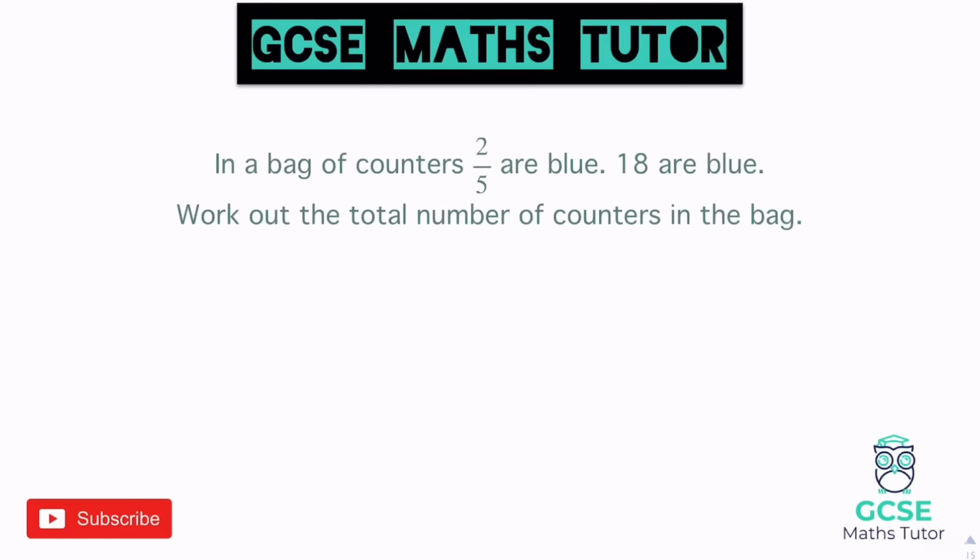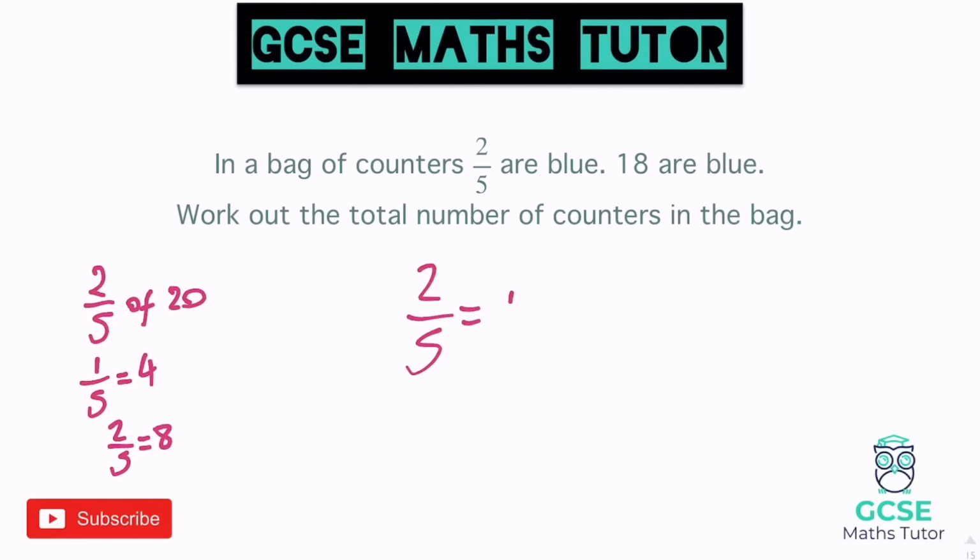So in a bag of counters, 2/5 are blue, and it says 18 are blue. Work out the total number of counters in the bag. So it's not asking us to work out 2/5 of a number, it's saying that 2/5 are 18. Remember, it could have said work out 2/5 of, let's say, 20, and you divide by the bottom to get 1/5, you'd say that 1/5 is 4, and then times by the top to get 2/5, and we'd get 2/5 would be 8. That's a different question, so it's nothing to do with that, but it says 2/5 are blue and 18 are blue, so 2/5 equals 18.